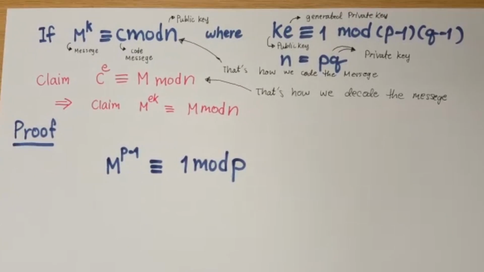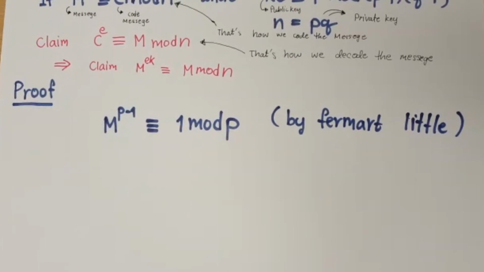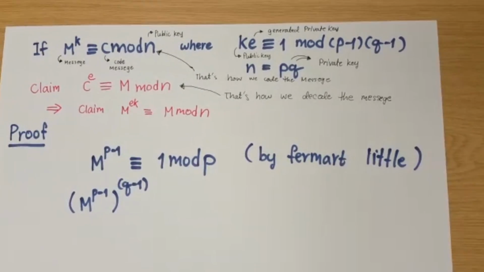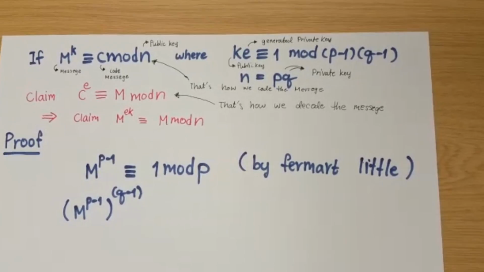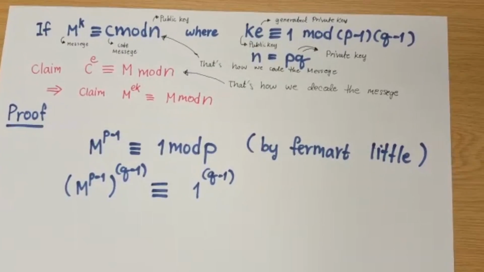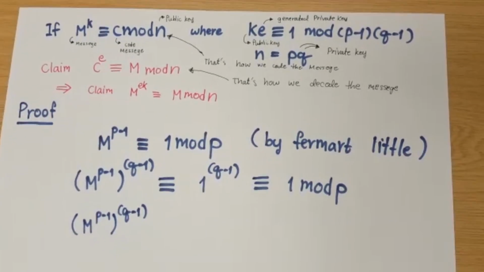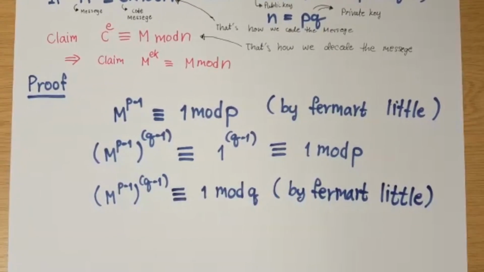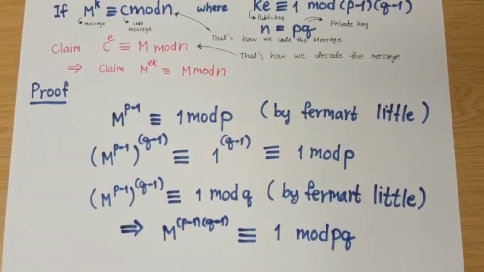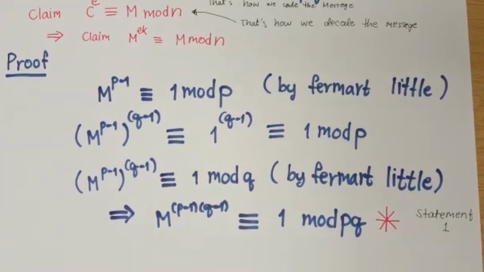By Fermat's little theorem, we have m to the power of p minus 1 is congruent to 1 mod p. By raising m to the power of p minus 1 to the power of q minus 1, we get this equation, where 1 to the power of q minus 1 is congruent to 1 mod p. We can get a similar relationship for q by Fermat's little theorem. Thus m to the power of p minus 1 times q minus 1 is congruent to 1 mod pq, and we note it as statement 1.